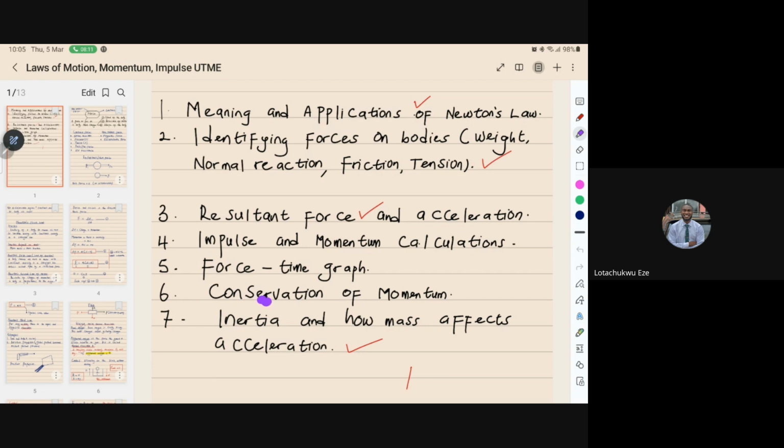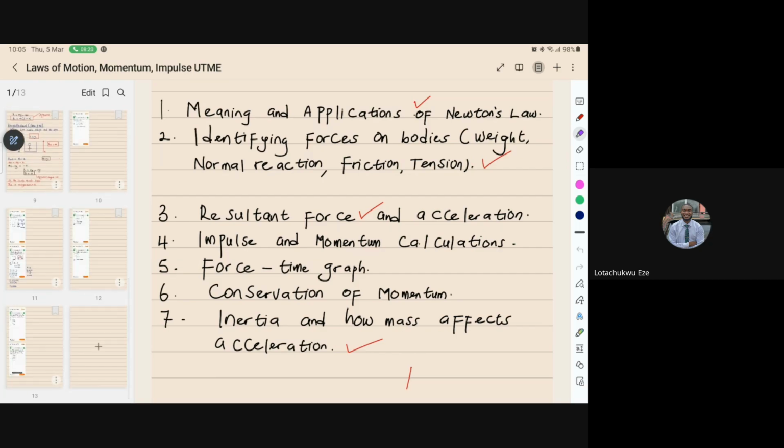So today we're going to focus on conservation of momentum and impulse and momentum calculations. So that is what our classes will tilt towards this morning. All right. So that said, let's get started.